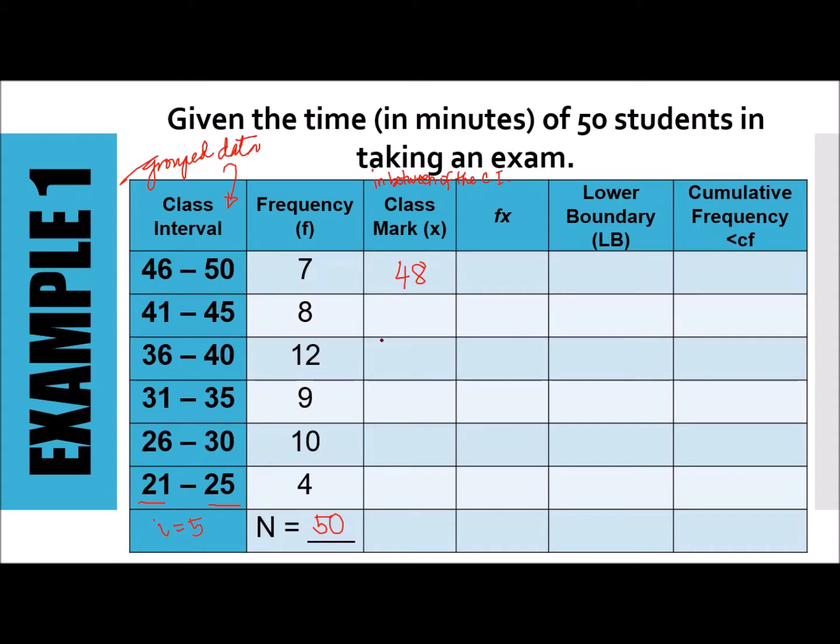Okay? Then the next one, so 41 to 45, ano yung gitna? We will have 43. Then pagka 36 to 40, we will have 38. 31 to 35, the middlemost is 33. 26 to 30, we will have 28. And then 21 to 25, we have 23. Okay? I hope that's clear.